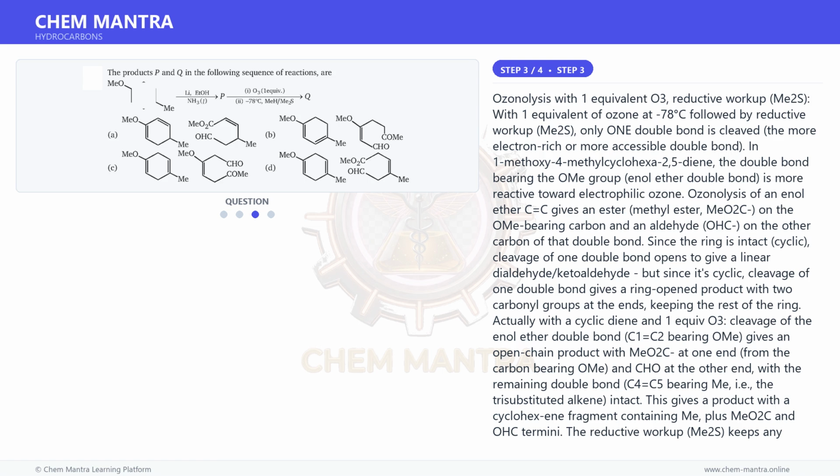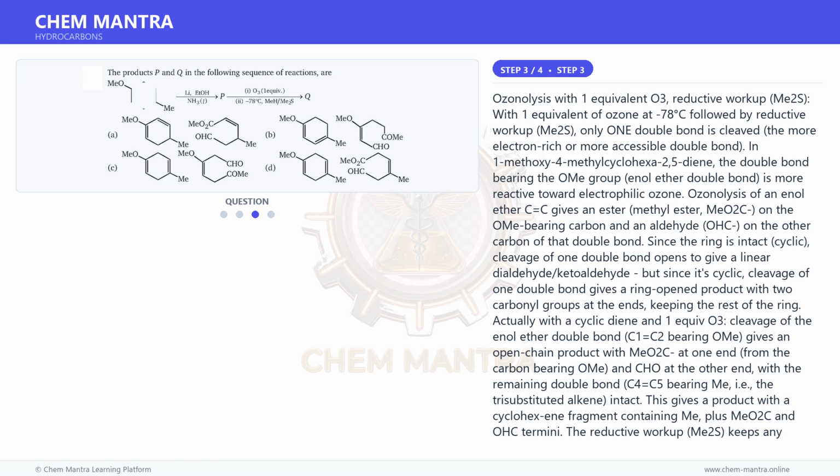Actually, with a cyclic diene and one equivalent of O3, cleavage of the enol-ether double bond, C1=C2 bearing OMe, gives an open-chain product with MeO2C at one end from the carbon bearing OMe and CHO at the other end, with the remaining double bond, C4=C5 bearing Me, i.e., the trisubstituted alkene, intact. This gives a product with a fragment containing Me plus MeO2C and OHC termini. The reductive workup, Me2S, keeps any peroxide as aldehyde, not further oxidized.